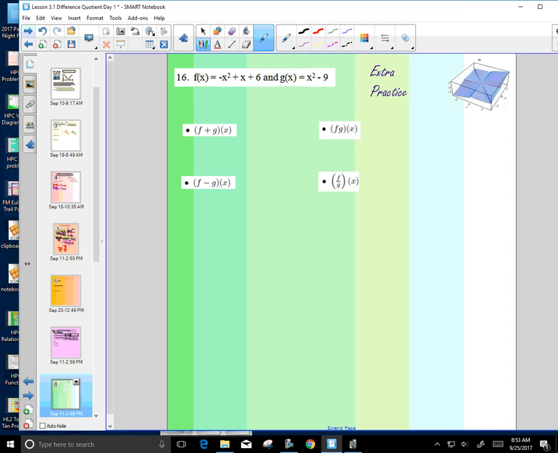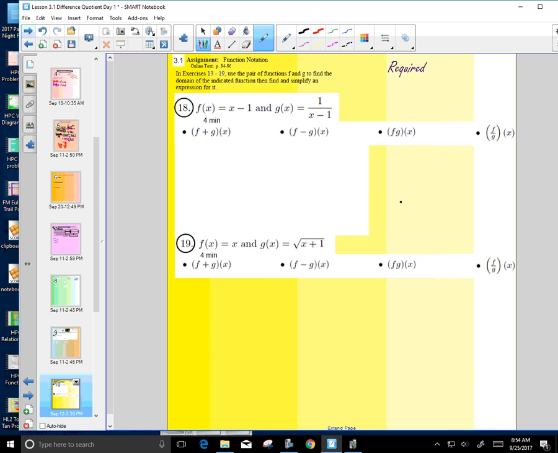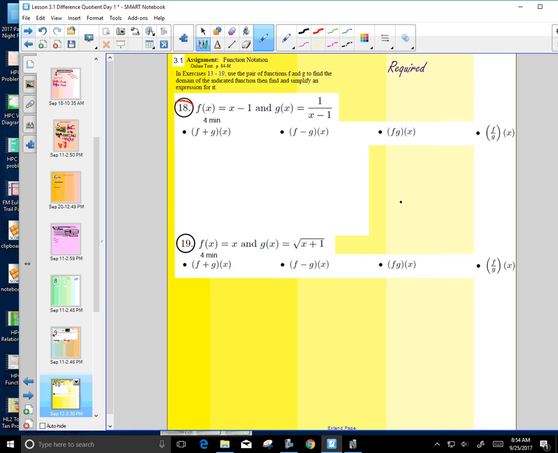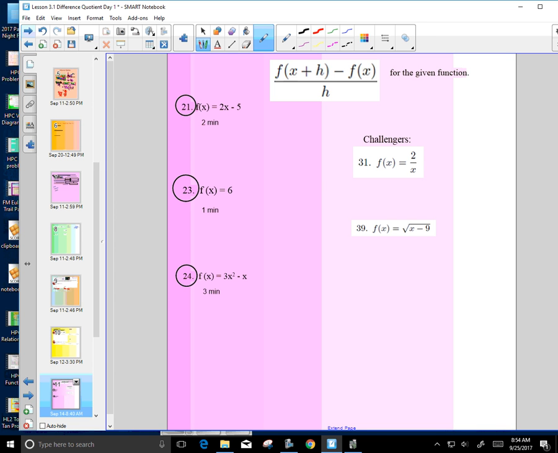So for Monday, or for Wednesday, here's the assignment, number 13. F plus g of x is the same as f of x plus g of x. You know that. What do you think f g of x is? F of x what? Times g of x. So you're going to do that. You're going to do 13. You're going to do 18 and 19. And then I want you to do 21, 23, and 24. If you want a little extra challenge, 31 and 39 for extra challenge. And that's as far as you're going to go for Wednesday.